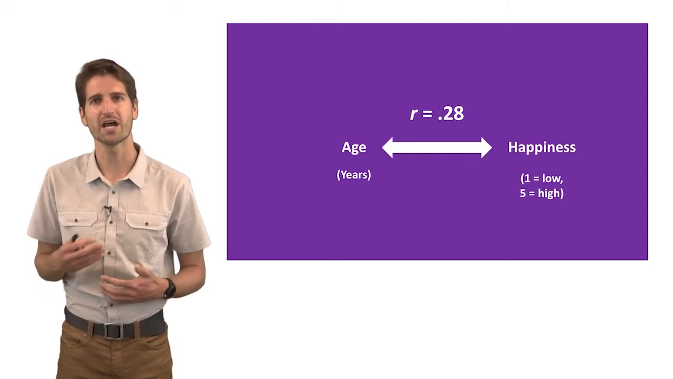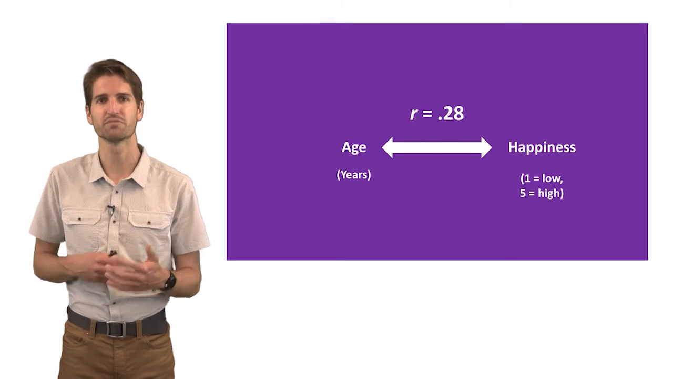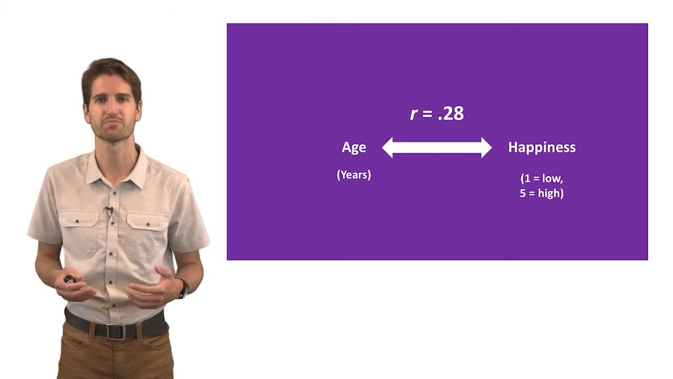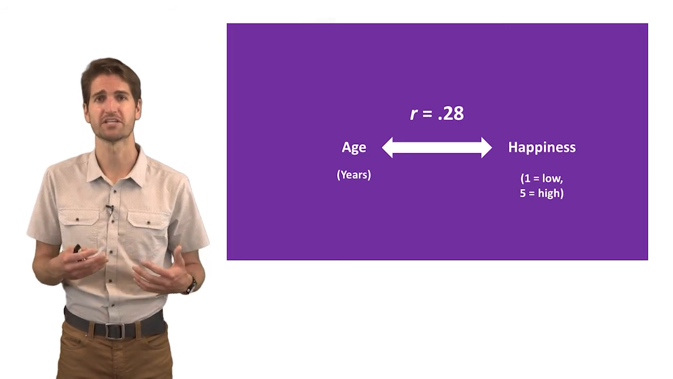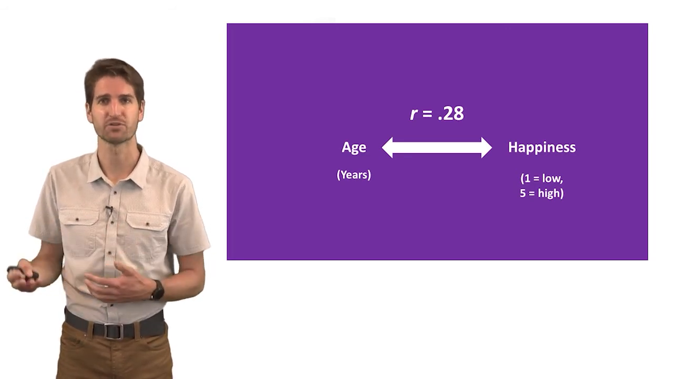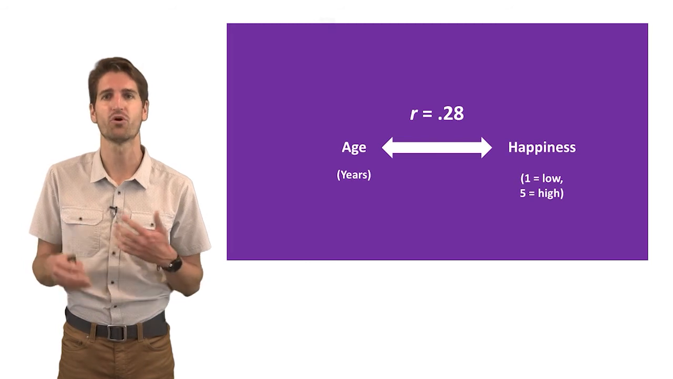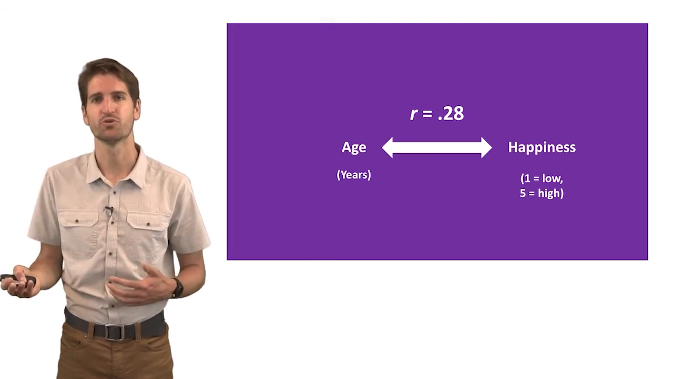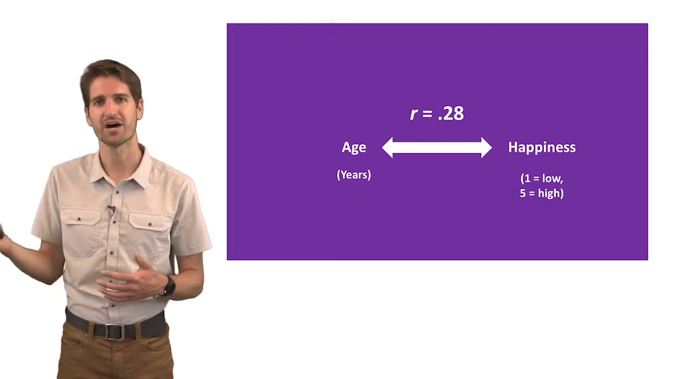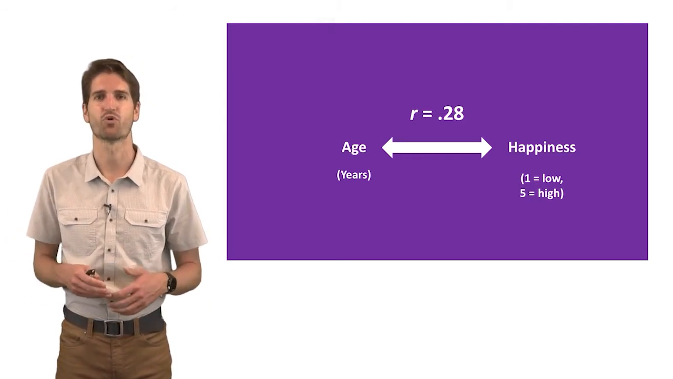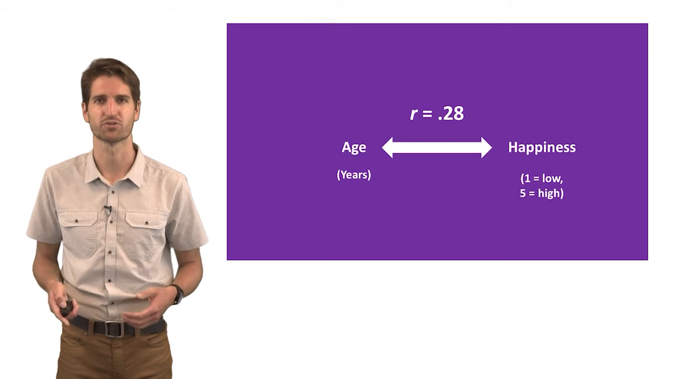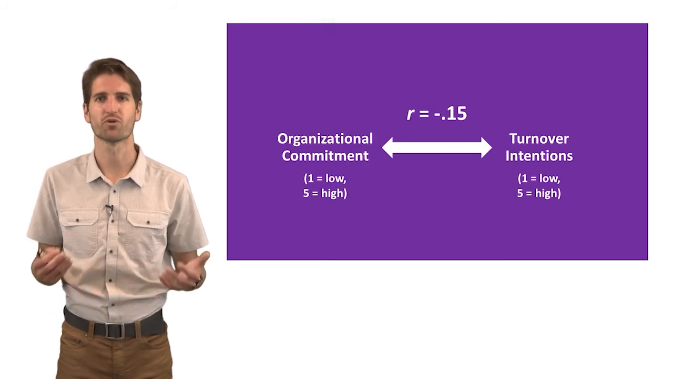Now, if I were going to describe this to someone on the street, I might put it in more conversational terms. I might say something like, there's this tendency that as people get older, they tend to get happier. Or, people who are older tend to be happier to a moderate extent. And that moderate extent is referencing back to the fact that this is a medium correlation, a medium effect size that we're seeing.